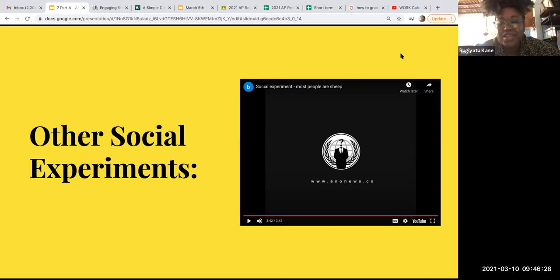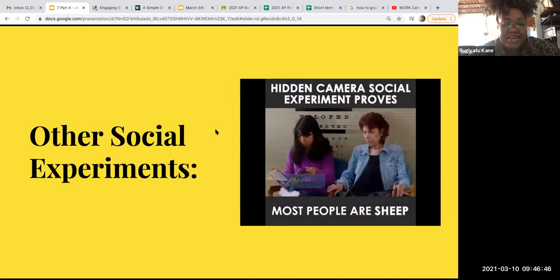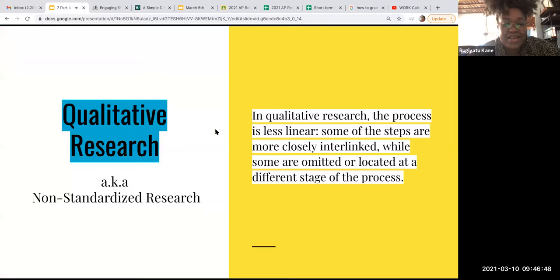But social experiments as a form of collecting data and as a type of research can be really engaging, can be really fun. And so for those of you who are going to be doing experimental research, you have a lot of options. Okay, so that was an example. And I used to have students do experiments, but we'll scratch that out for this year.